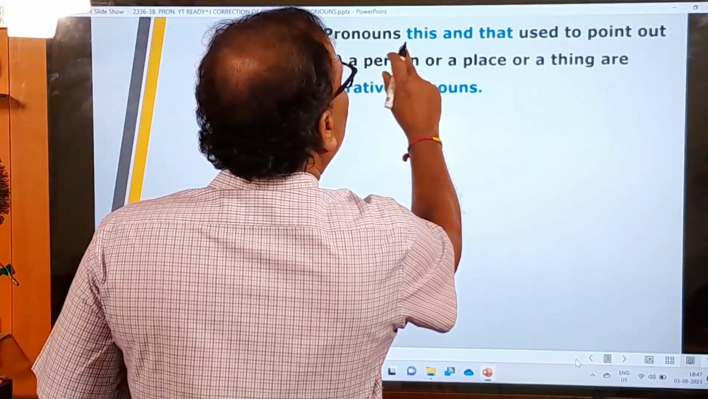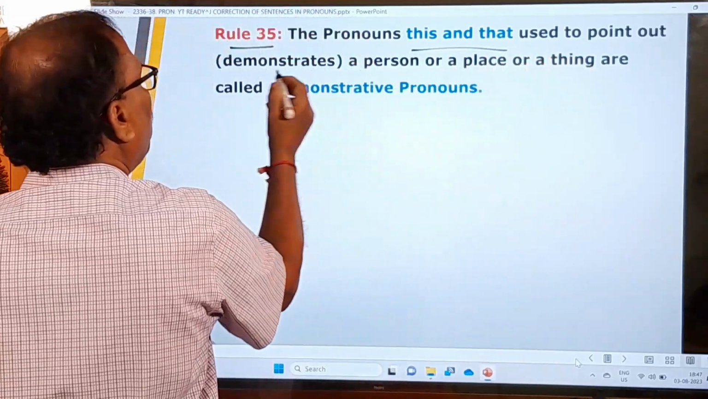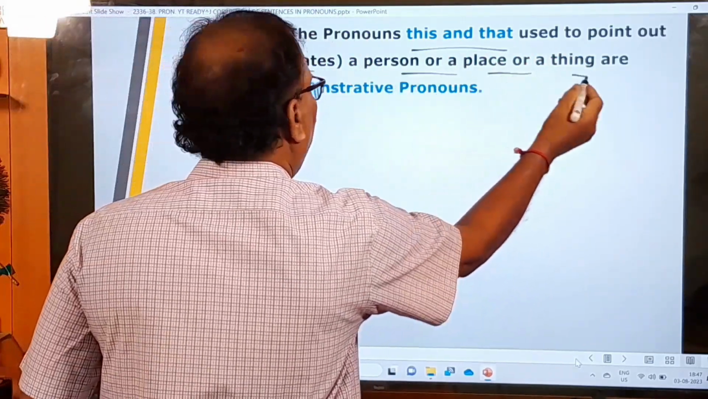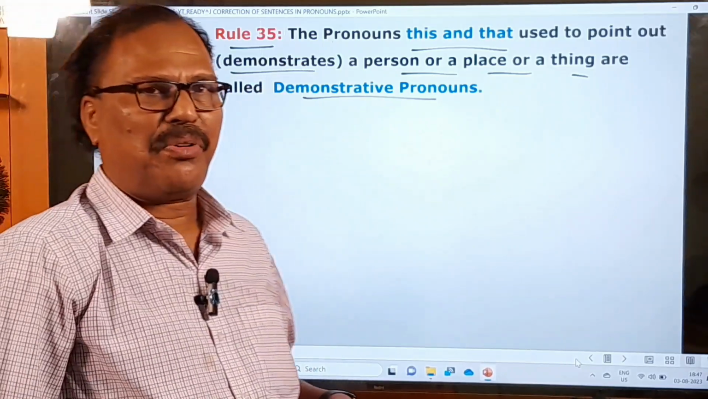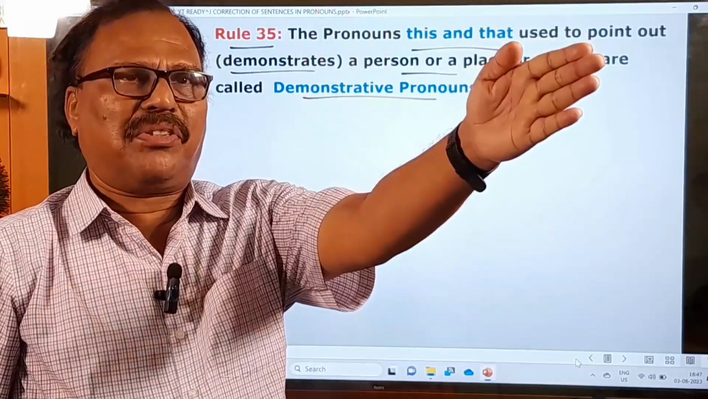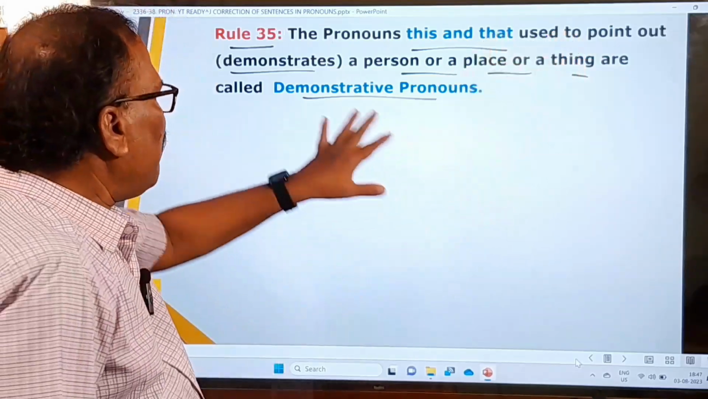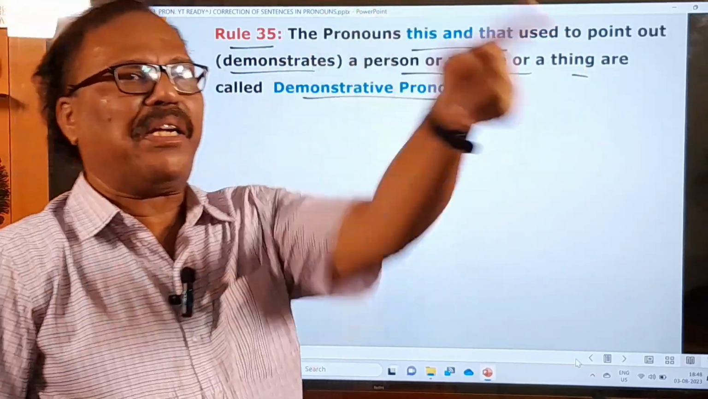The pronouns this and that are used to point out, to demonstrate a person or place or thing, so they are called demonstrative pronouns. You know that very well about the demonstrative pronouns. Demonstrate means to point out. The word itself means to point out.